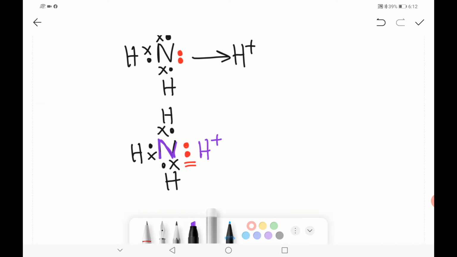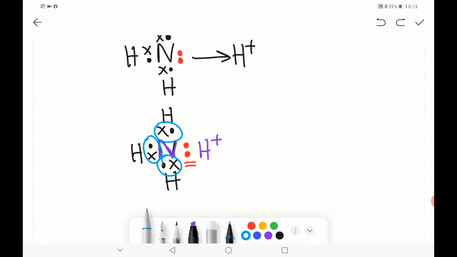So you see, at the end of the day, what happened? The hydrogen here got 2, which is a duplet. The hydrogen here got 2, duplet. The hydrogen here is a duplet. The hydrogen here is also a duplet. Look at the nitrogen: 2, 4, 6, 8, which is an octet. So in the end, everyone is stable.